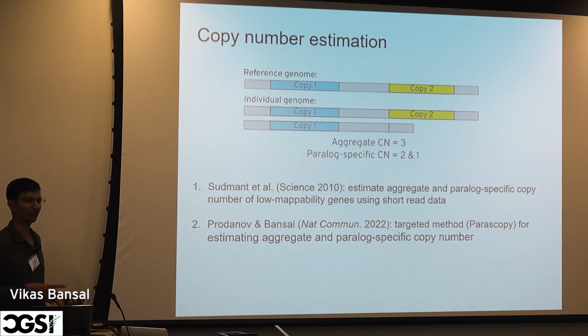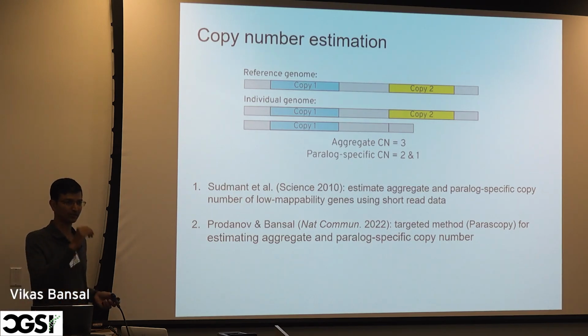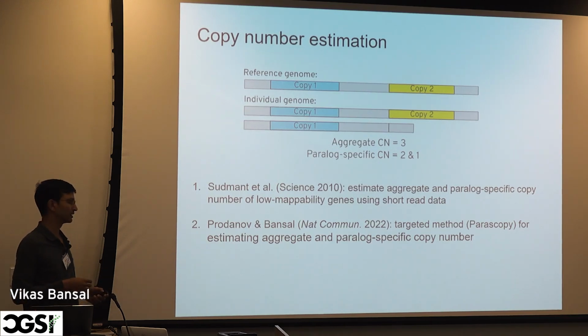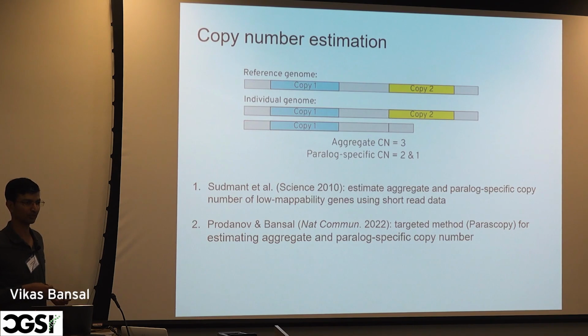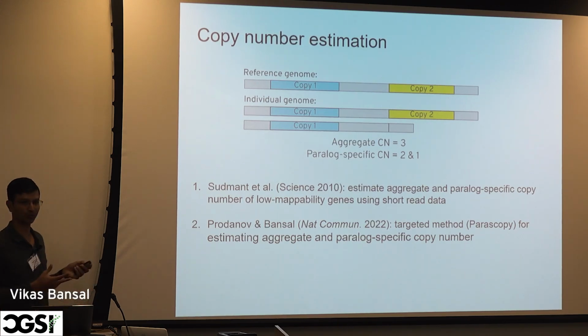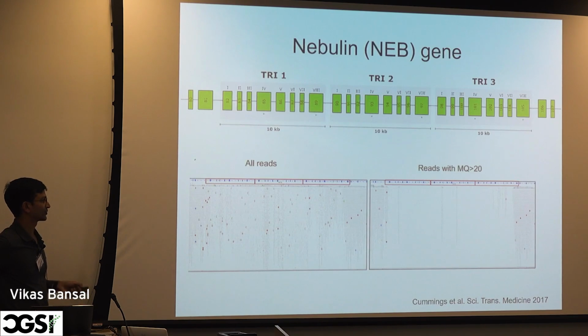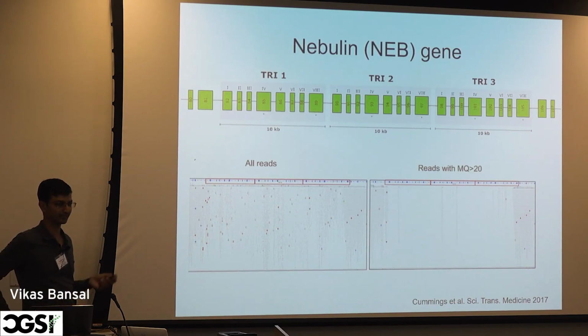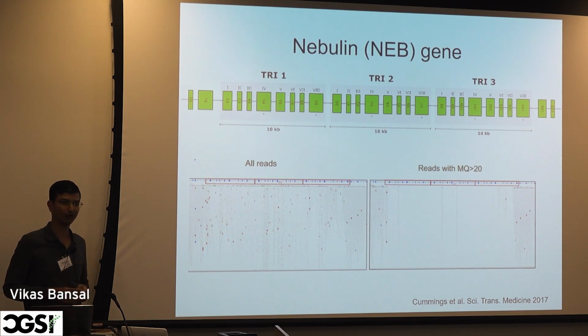A few years ago, we developed a targeted method. Given any specific low mappability gene, it can analyze just that specific gene, without doing any genome-wide analysis, to estimate aggregate and paralog-specific copy number. So copy number information can be recovered for these low mappability genes. What about the other 2 problems? Let's go back to the example we had earlier for the nebulin gene, where we have this triplicated region where a lot of the reads have low mapping quality.